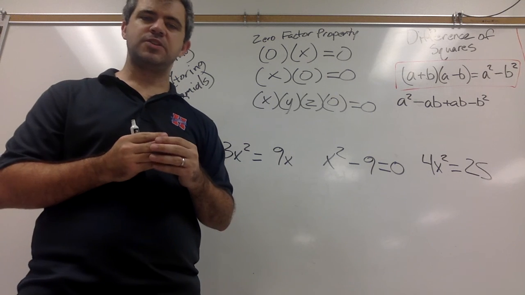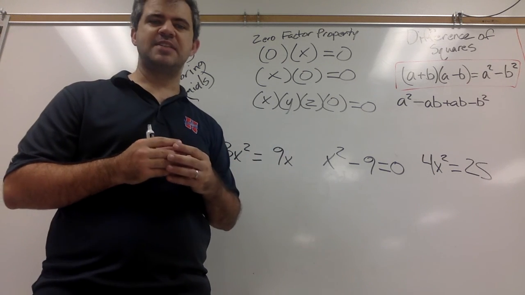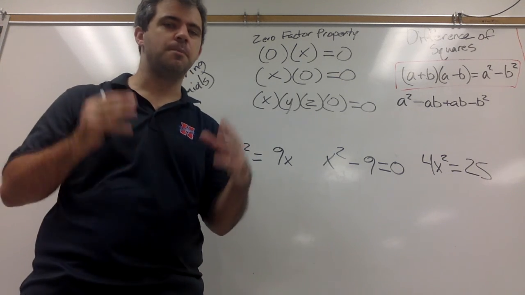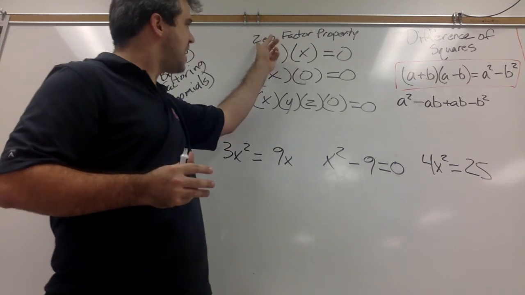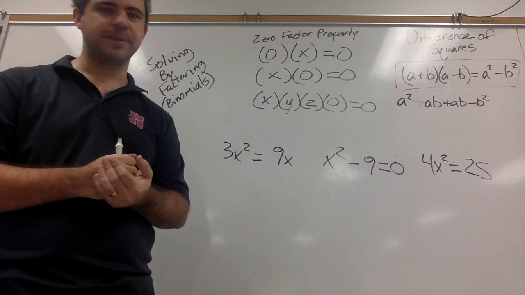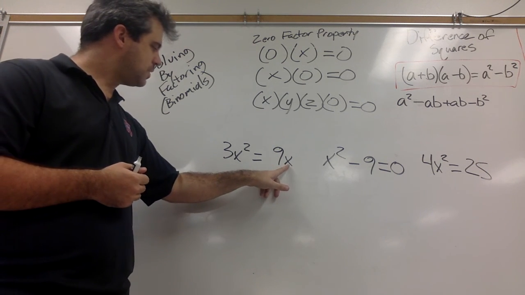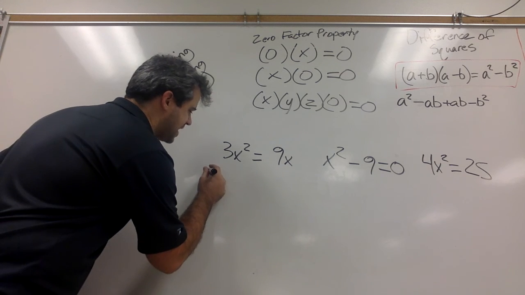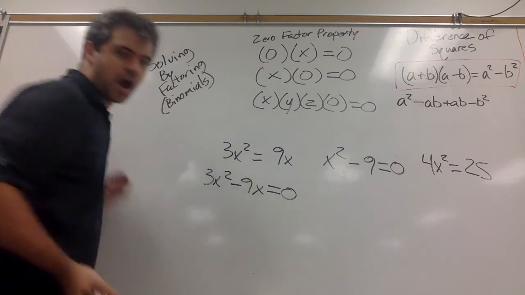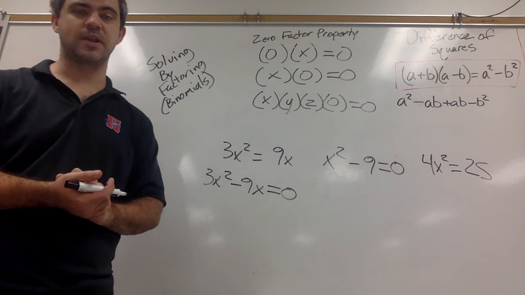So what we're going to do is try to set everything equal to zero. And then instead of it being an addition problem or a subtraction problem, we're going to cheat and turn it into a multiplication problem. And that's going to allow us to use this zero factor property. So here's our first example. I'm going to move over the 9x by subtracting. Again, what that does for us is now it equals zero, to get us ready to use this property.